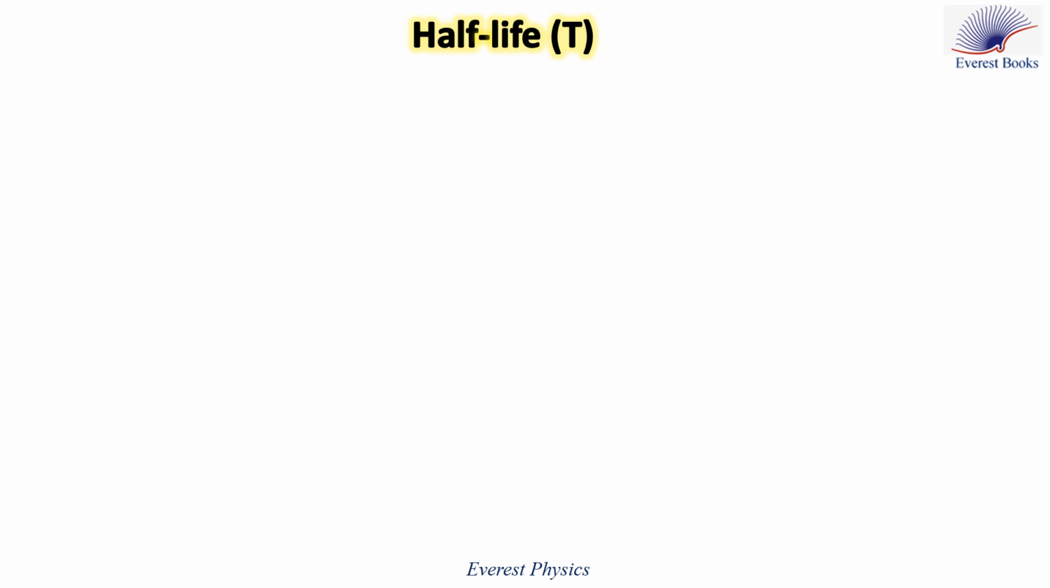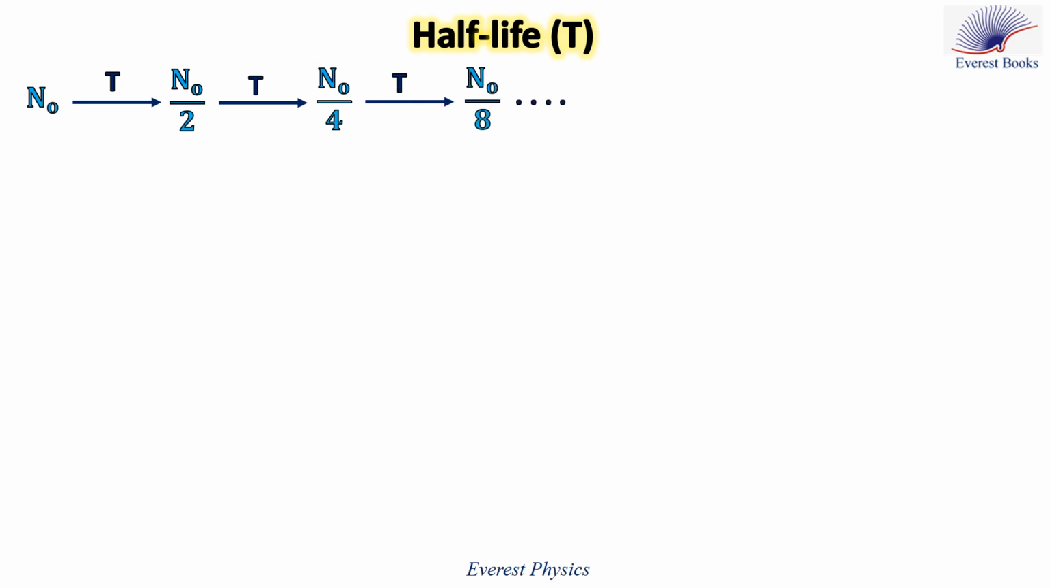Now we are going to introduce a new physical quantity called half-life. It's a characteristic constant for any radioactive isotope. Let N0 be the initial number of nuclei in a radioactive sample at time 0. After a time T, half of the initial nuclei have decayed, so the remaining number of undecayed nuclei becomes N0 over 2. After another time interval T, half of the remaining nuclei decay, so the number of undecayed nuclei becomes N0 over 4. Similarly, after another time interval T, the number of undecayed nuclei becomes N0 over 8.